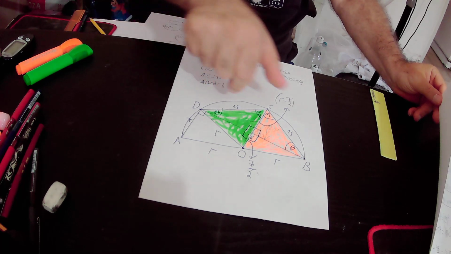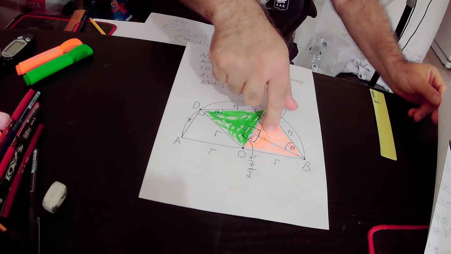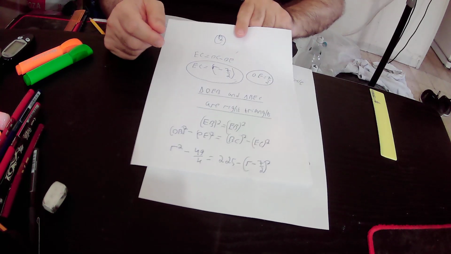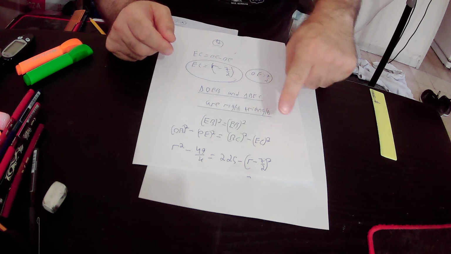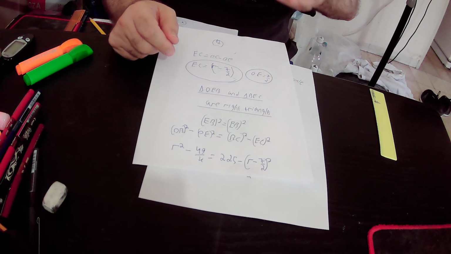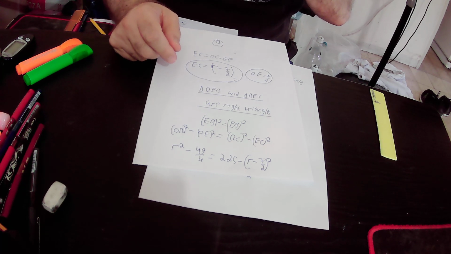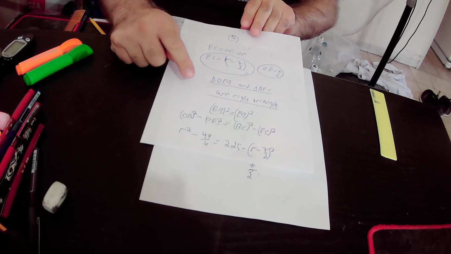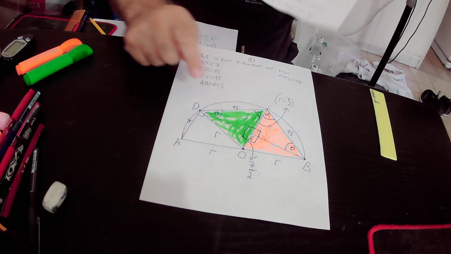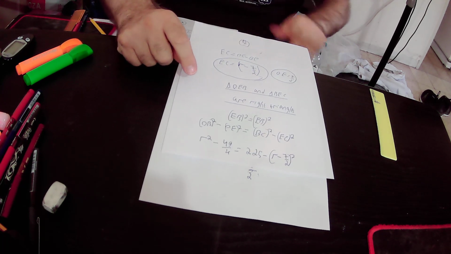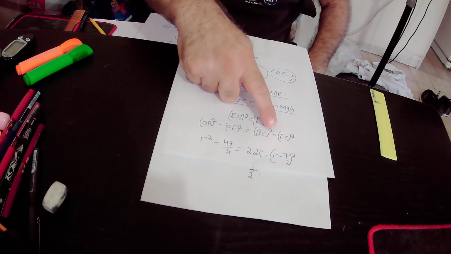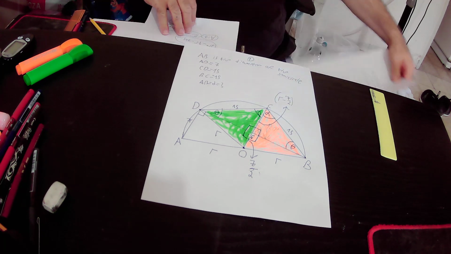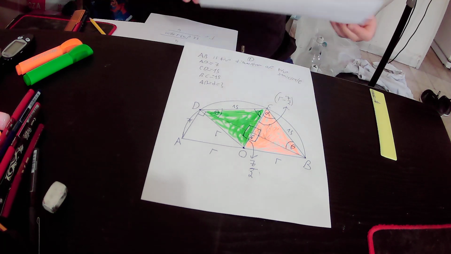Then the second EB squared is related to this triangle. In this triangle, EB squared equals BC squared minus EC squared. Then we know that OB is the radius of the circle, and we know that OE equals 7 over 2 units, and we also know that BC is 15 units, and CE equals R minus 7 over 2 units. So we solved this equality, and we got a quadratic equation.